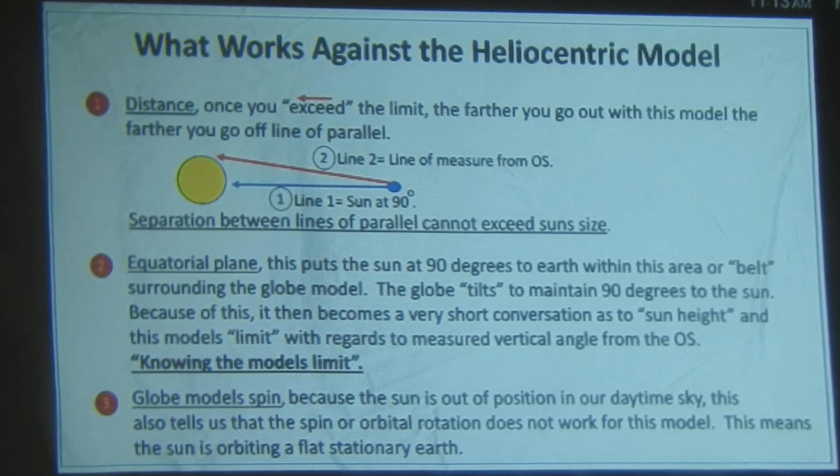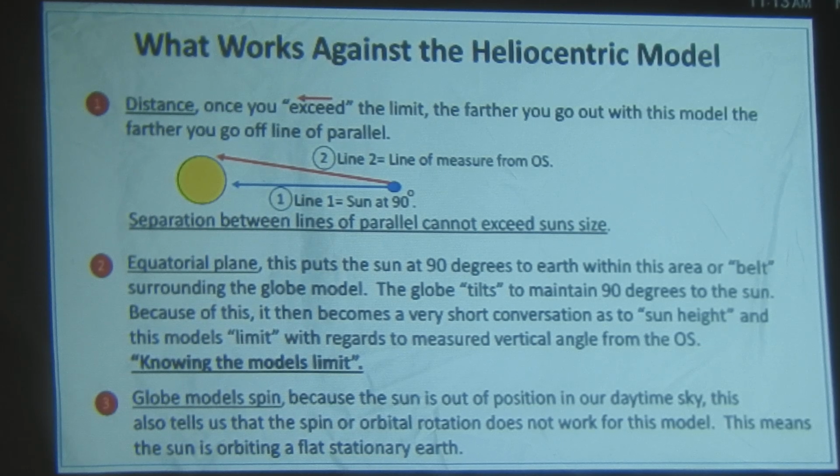And once you get up in the 46, 47, 48, 49, 50 degree range. The equatorial plane in the tropics puts the sun at 90 degrees within the belt surrounding the globe model. The globe tilts to maintain this 90 degree sun. Because of this, it becomes a very short conversation as to the sun's height and the model's limit with regards to measured vertical angle from the OS. You've got to know the model's limit.